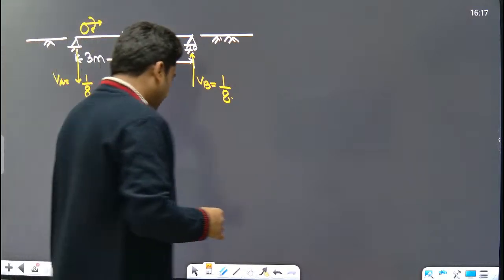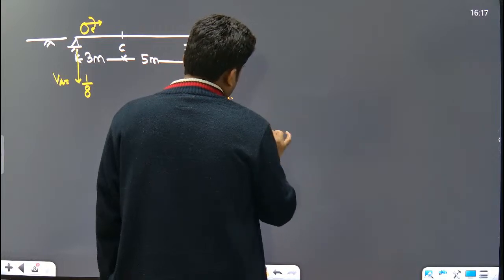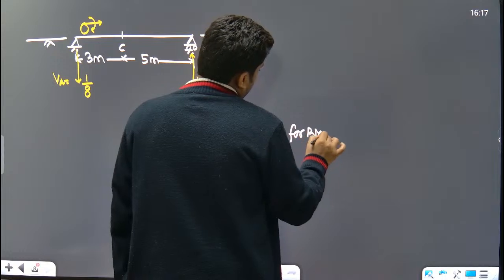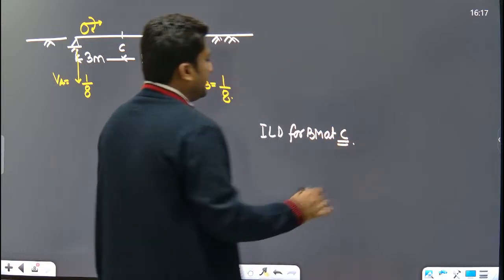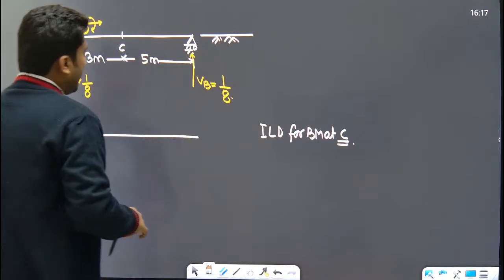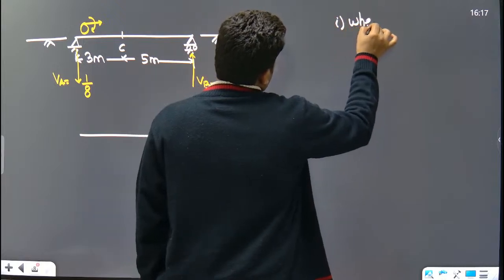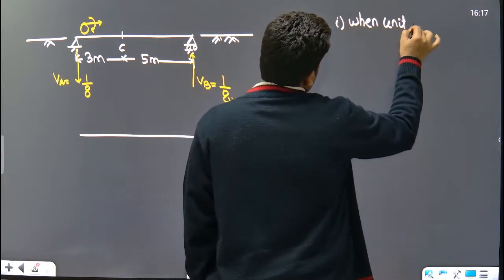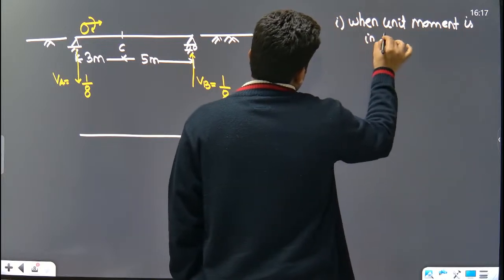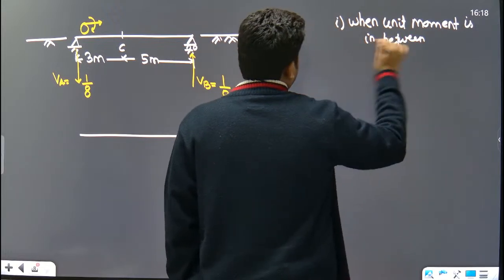ILD for bending moment at C. Now look, how do we draw the ILD for bending moment at C? Case 1, when unit moment is in between A and C.